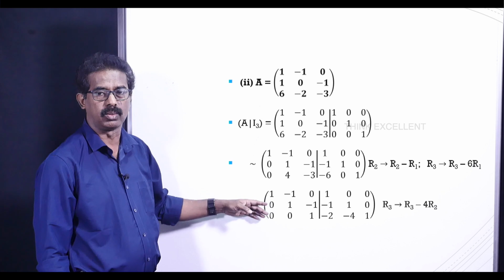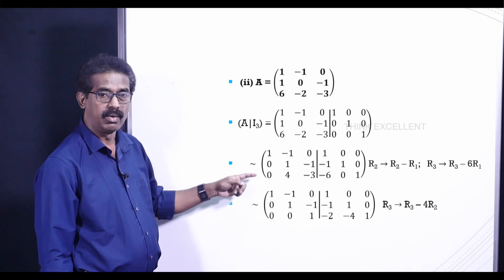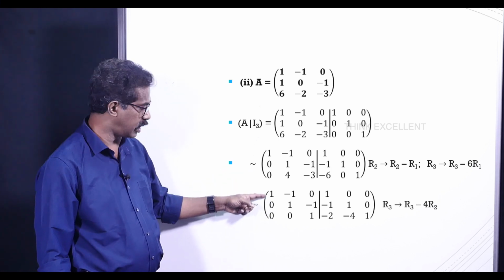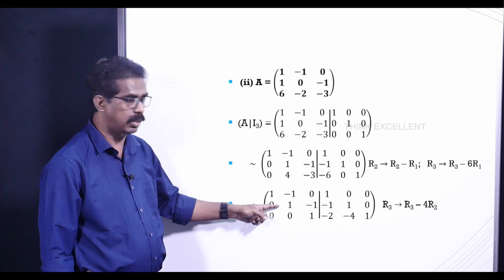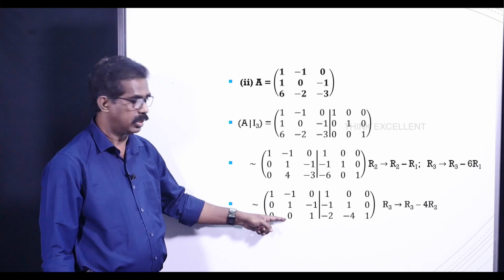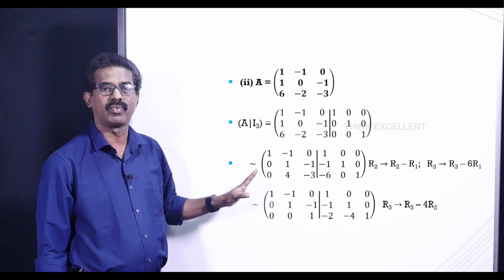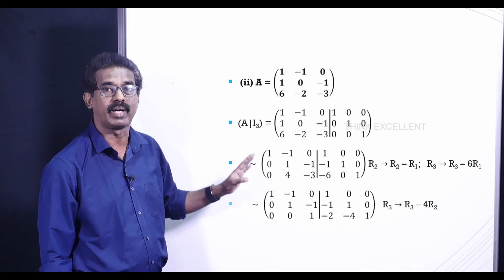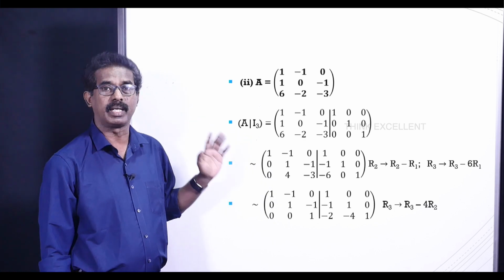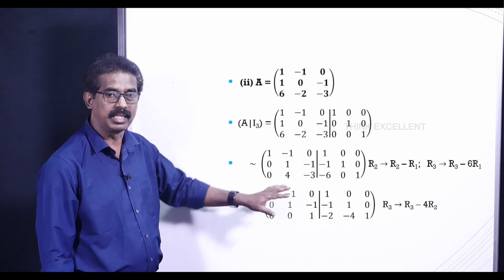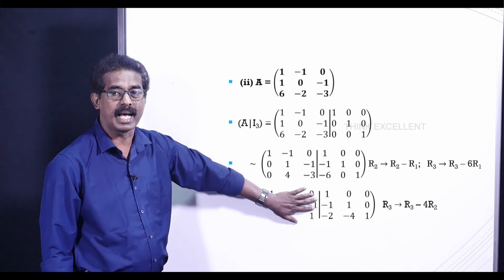Okay, so when you do that, you will get this step. Now listen: first row, first element 1, below that zeros. Second row, second element 1, below that 0. Third row, third element 1. It is in echelon form, but that is not enough here. For rank it's okay. But to find the inverse, you want to make this part what?